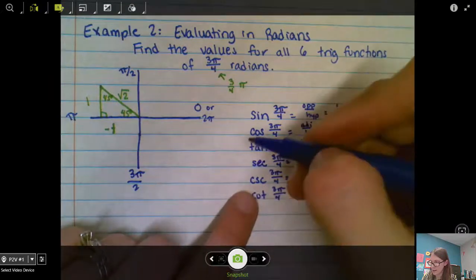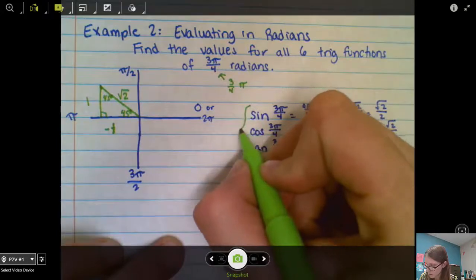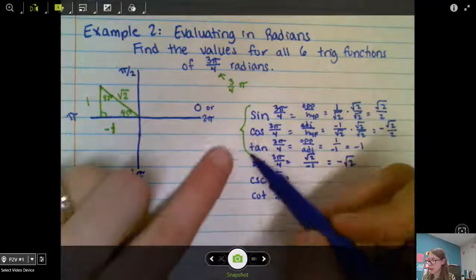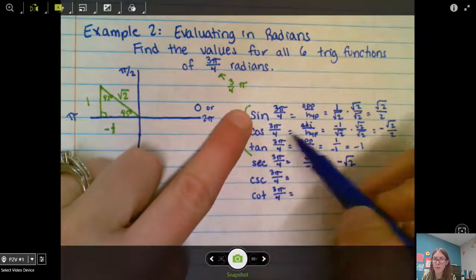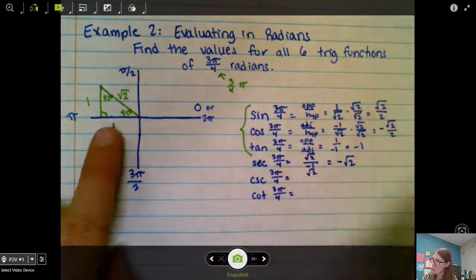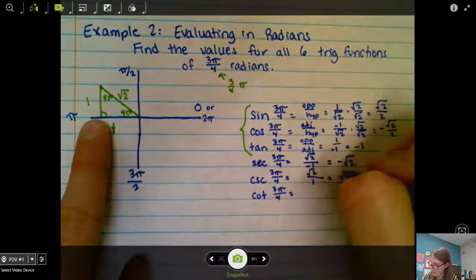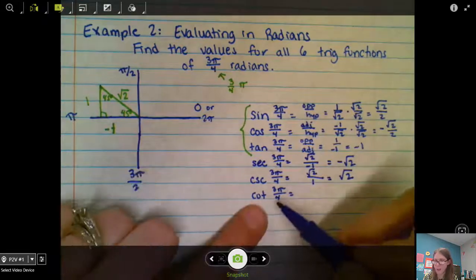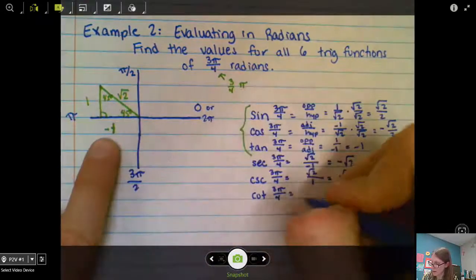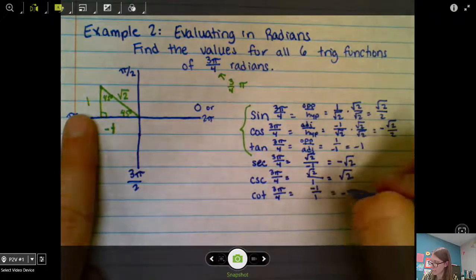Cosecant is the reciprocal of one of these, the three original ones. Cosecant's the reciprocal of sine. So it's the hypotenuse over the opposite. The hypotenuse is square root of 2 over the opposite is 1. And then the last, cotangent. Cotangent's the reciprocal of tangent. So I need to know the adjacent over the opposite. Adjacent's -1. The opposite is +1.